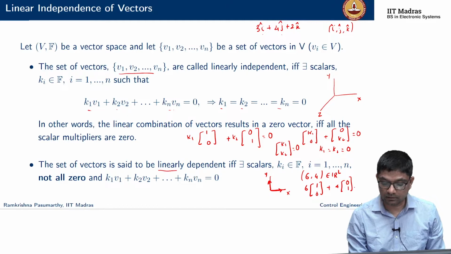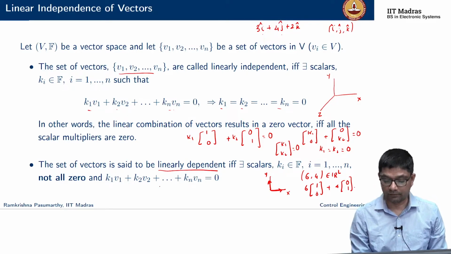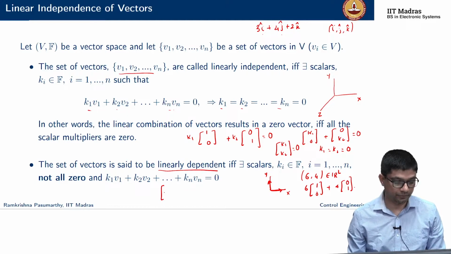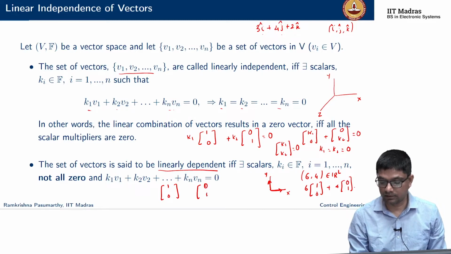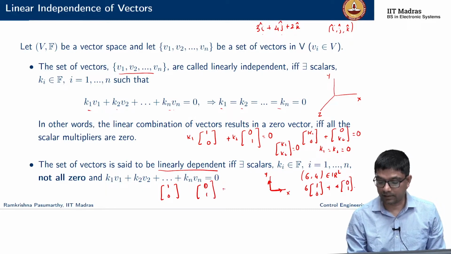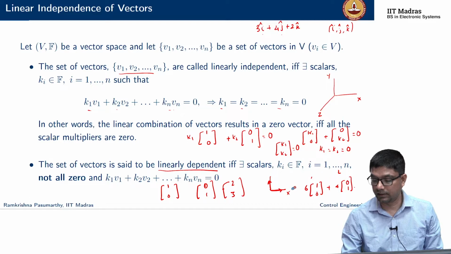What happens if they are not linearly independent? They will be linearly dependent. For example, if I take a vector 1, 0, then again I take a vector 0, 1, and say another vector, say 2, 3. Okay, so are these linearly independent? We'll just check if that is true or not.